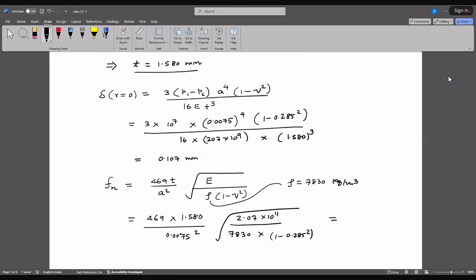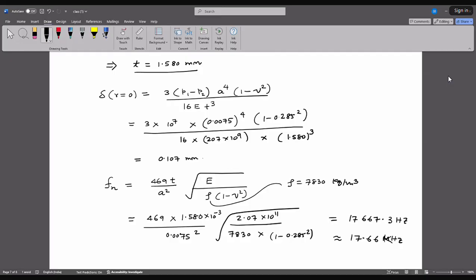And if you do the calculation, you are going to get this as 17667.3 hertz, or something close to 17.66 kilohertz. So only one thing, 1.580 is millimeters, so we have to convert it to meter, right, sir? 469 into 1.580. Yes.